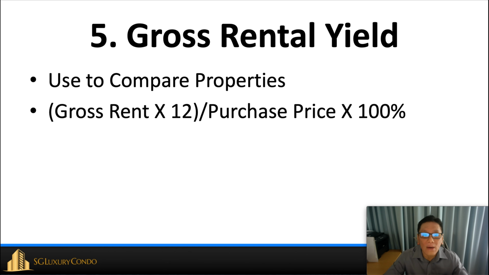Now, the fifth one I want to talk about is your gross rental income. Gross rental income is a very fast calculation, and it's not so much for you to know your cash flow. More important, it is used to compare the different types of properties. So for example, the formula for the gross rental income will be the gross rent multiplied by 12, divided by your purchase price to give you a percentage. And this one you can use to compare which different properties will be good.